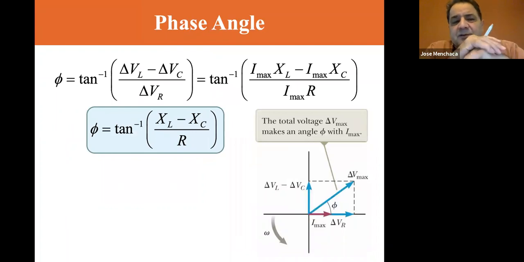The phase angle, phi, is equal to the tangent inverse of VL minus VC divided by VR, which is equal to the tangent inverse of I max X sub L minus I max X sub C divided by I max R. Well, the I max factors out. So the phase angle is equal to the inverse tangent of X sub L minus X sub C over R. So the total voltage V max makes an angle of phi with I max. So phi is variable. It's not going to be pi over 2 or minus pi over 2. It's the phase angle of the entire circuit.